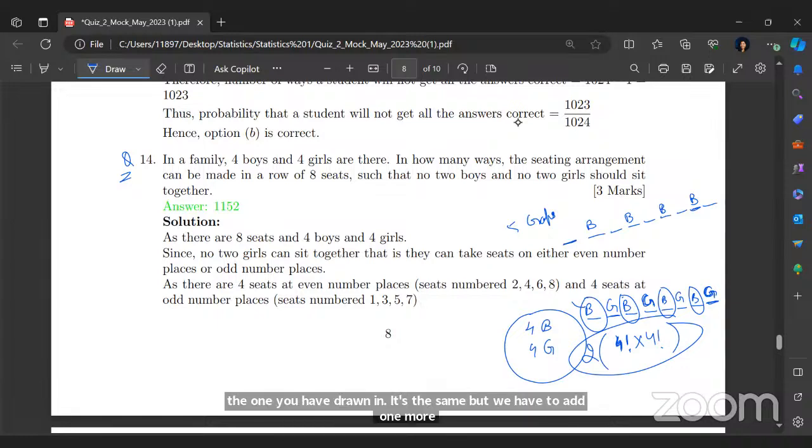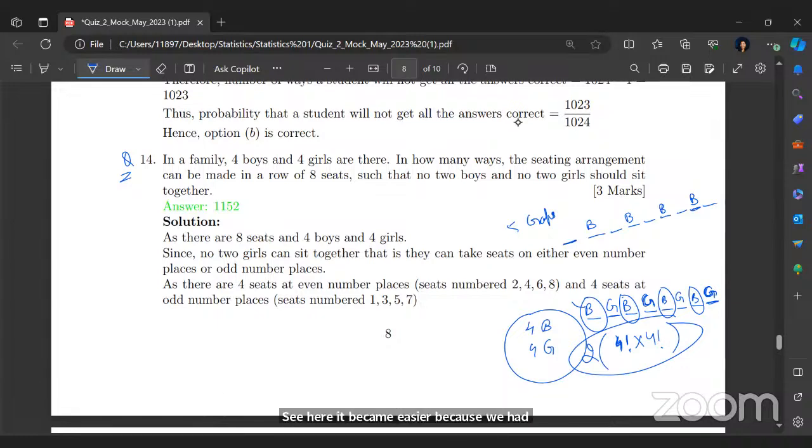See, here it became easier because we had an even number of seats. When you have an even number of seats, it's easier, no? You only have to put either girls on the even places, or boys on the even places. But if, let's say, there were 9 places, and 5 girls and 4 boys, then this is what it will look like, right?